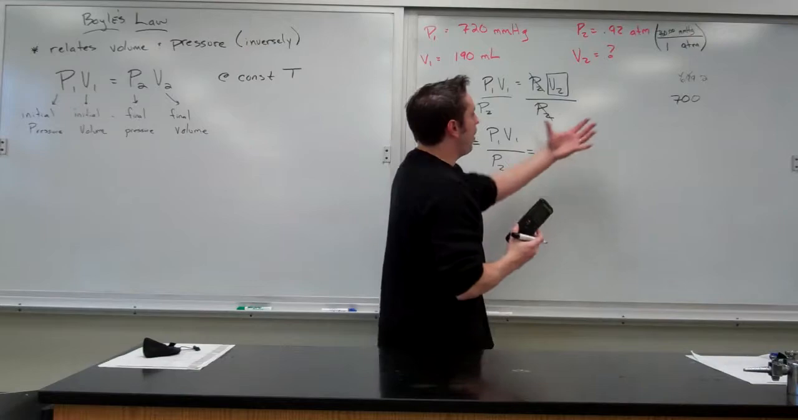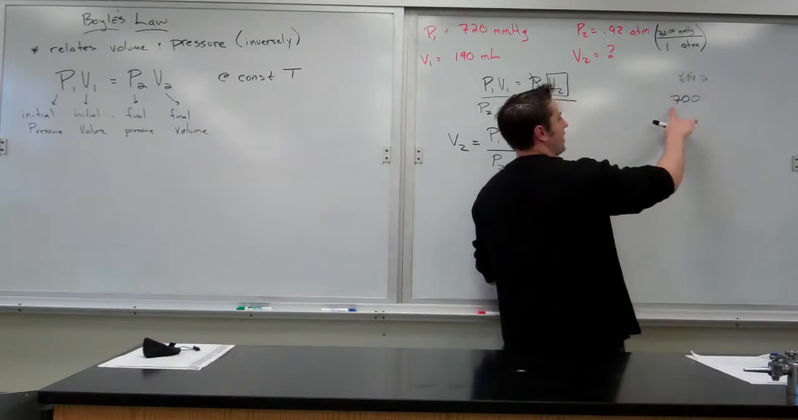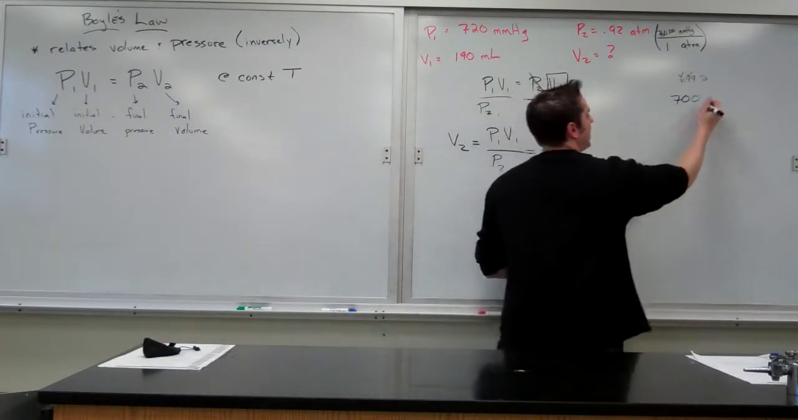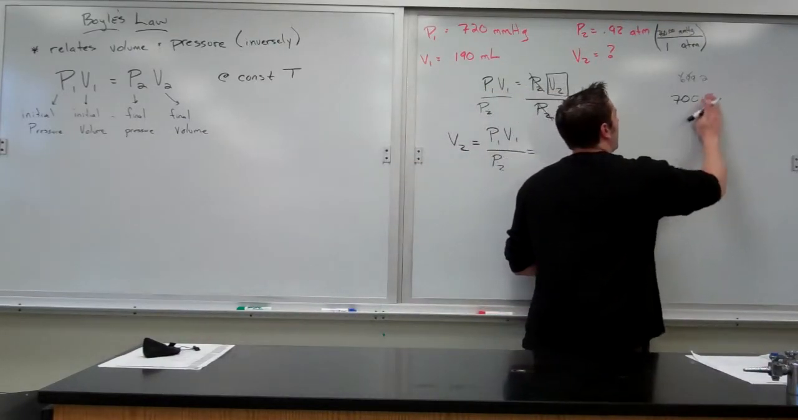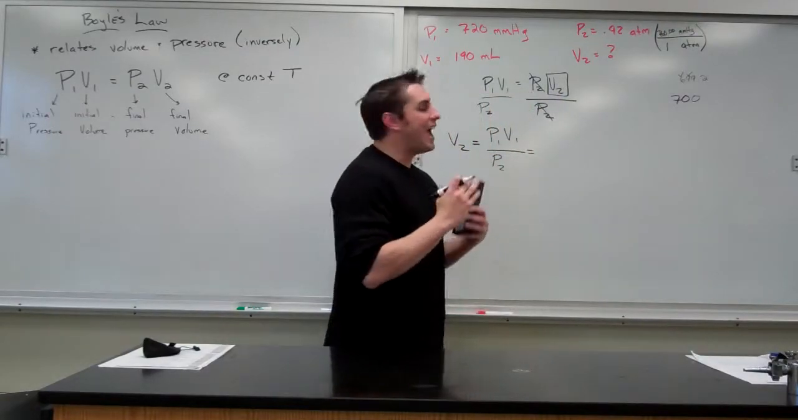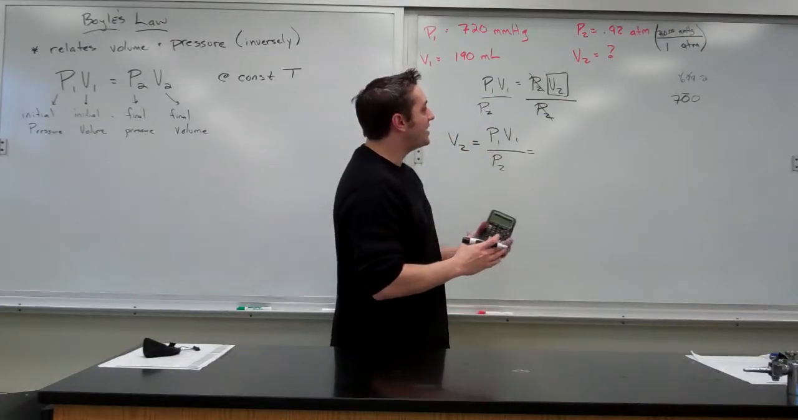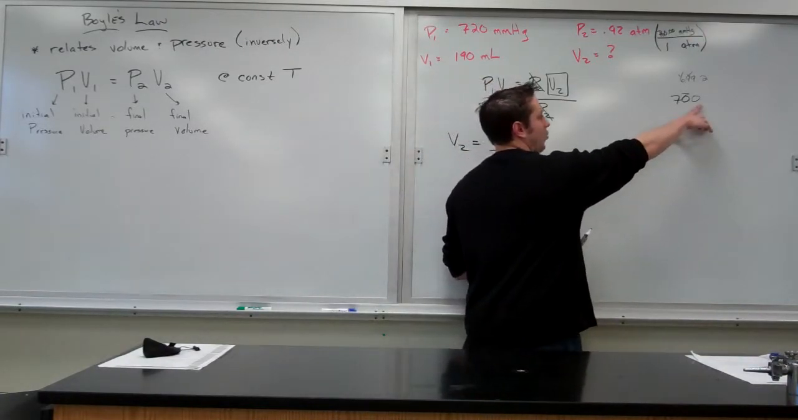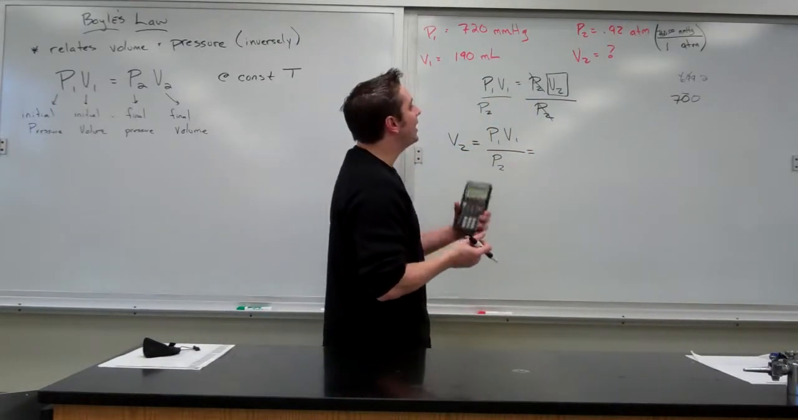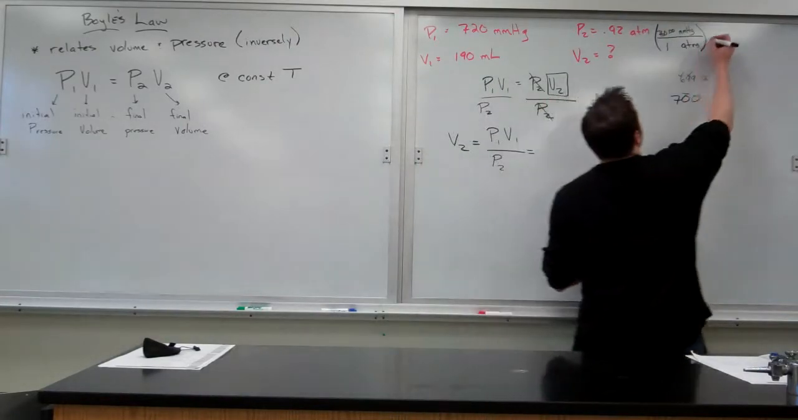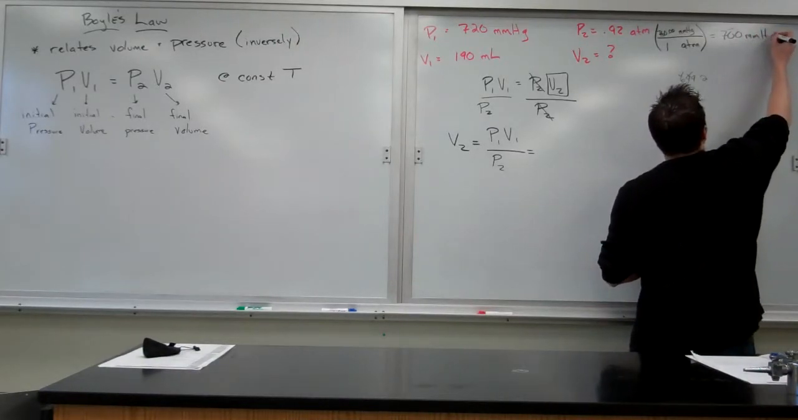This is a particularly problematic sig fig thing, because if I don't put a decimal, I only have 1 sig fig. The 7 counts, the 0's don't. If I do put a decimal, I get to 3 sig figs because now both zeros count. If I need to have 2 sig figs, I can do one of 2 things. I can put a bar above that 0 to tell me that that 0 is significant, but the second one is not. Or I could write scientific notation, 7.0 times 10 to the 2nd. I like the bar method better. So we will say 700 with a bar mmHg.